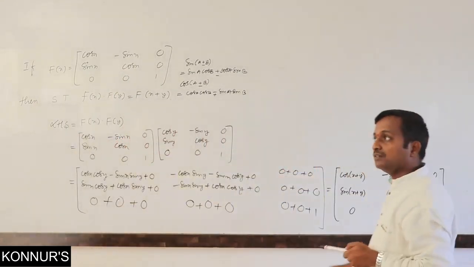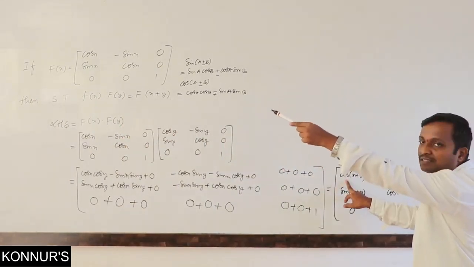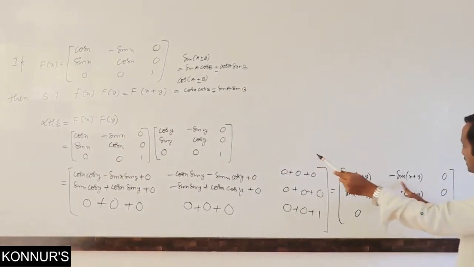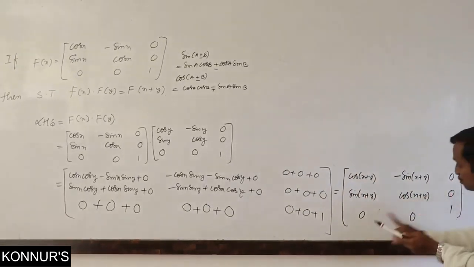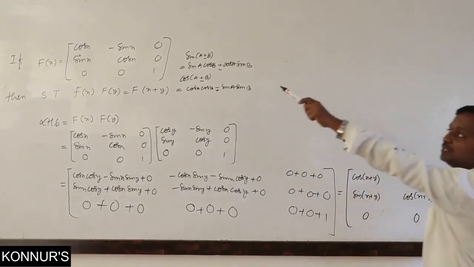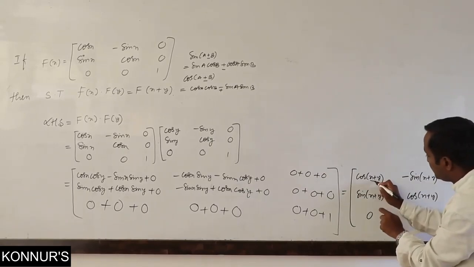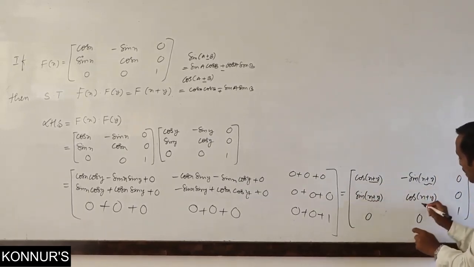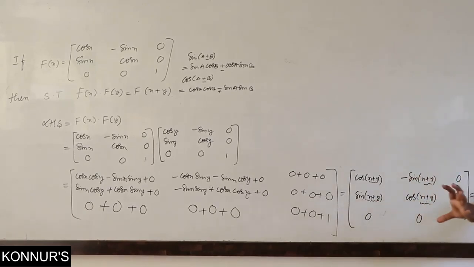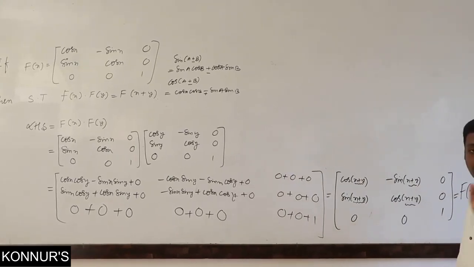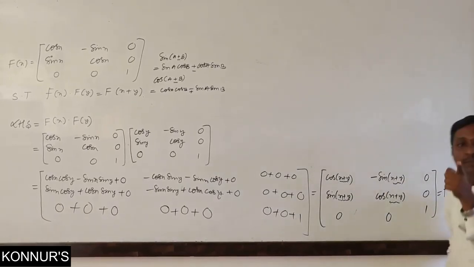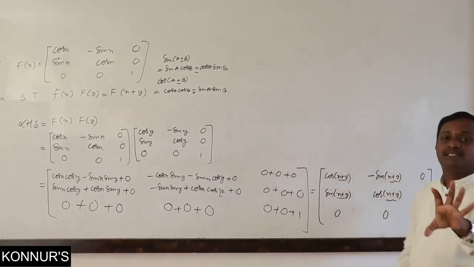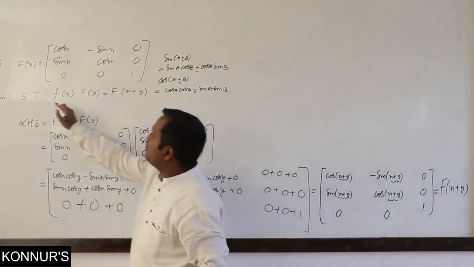Now what we got? Let us look at this. Cos of x plus y, minus sin of x plus y, 0. Sin of x plus y, cos of x plus y, 0. 0, 0, 1. Observe there, x is replaced by x plus y, isn't it? That's why I will write it f of x plus y. This is nothing but f of x plus y, because x is replaced by x plus y. This is the required proof.